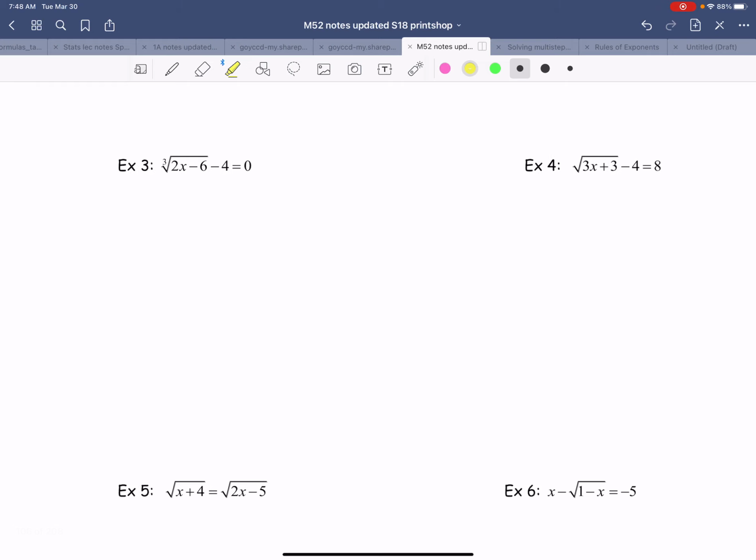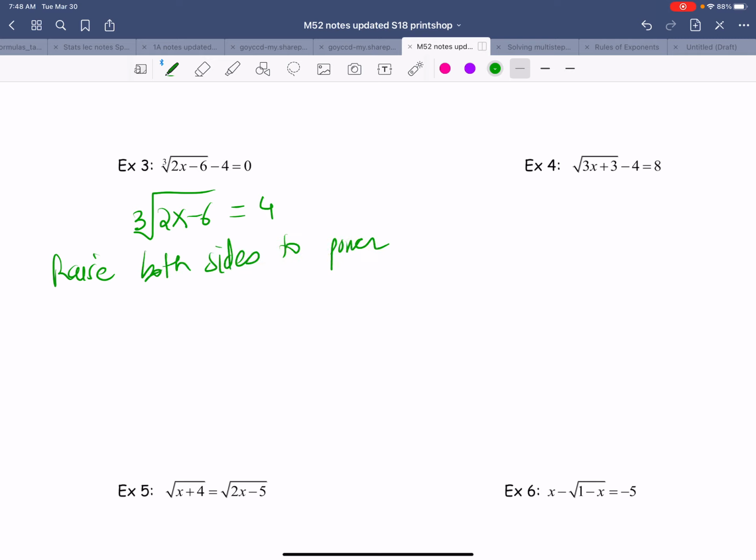Here is the next example. Cube root of 2x minus 6 minus 4 equals 0. So here we are, cube root of 2x minus 6 equals 4. Isolate the radical. That's the first step. The next step is to cube both sides. Raise both sides to the power 3, or cube both sides.